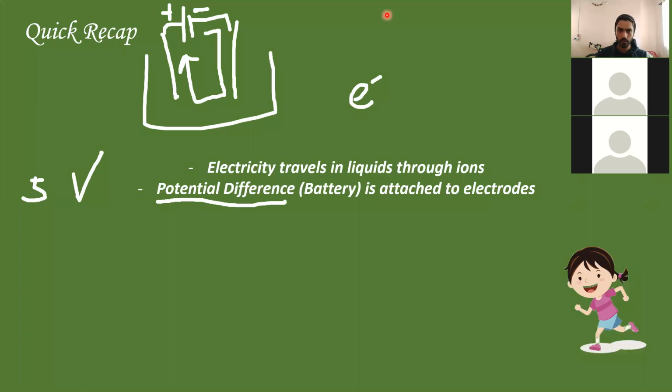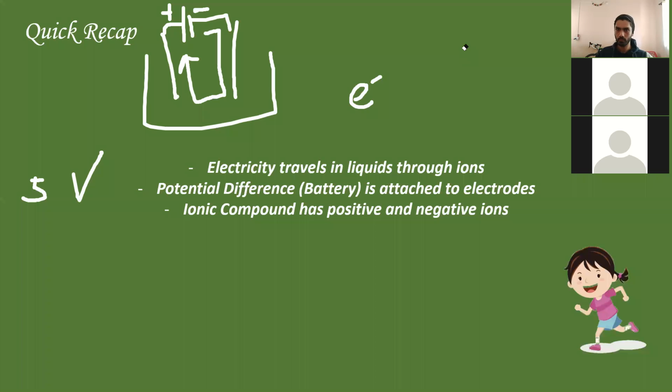Now the third point. Can anyone come off mute and read it for me? Ionic compound has positive and negative ions. Okay, thank you so much, Pratham. So ionic compounds have positive and negative ions.